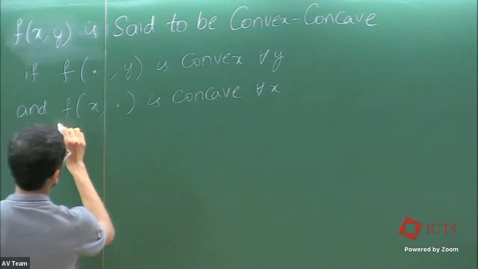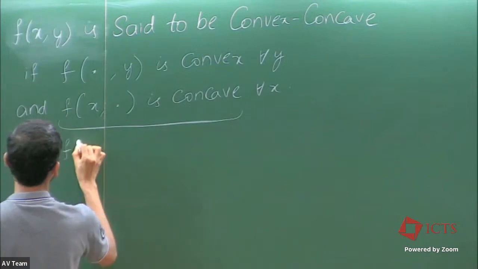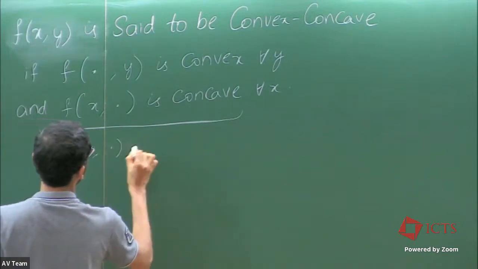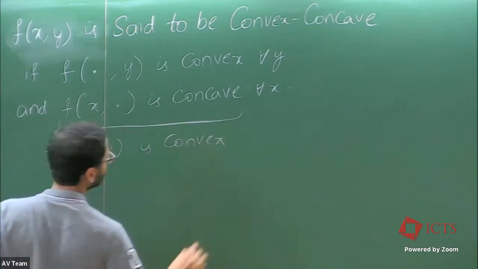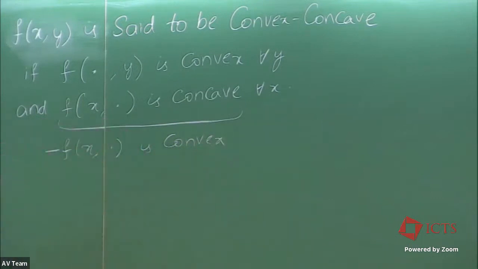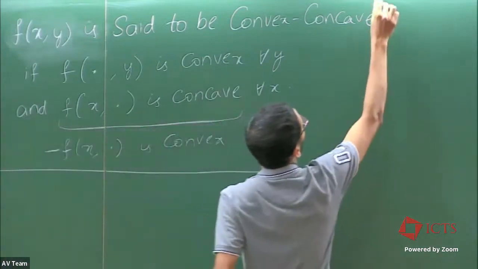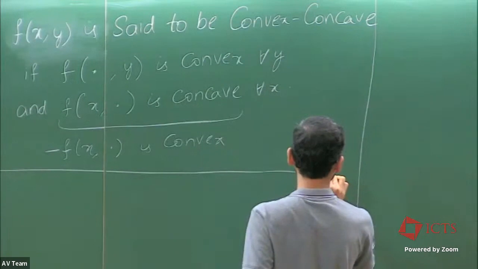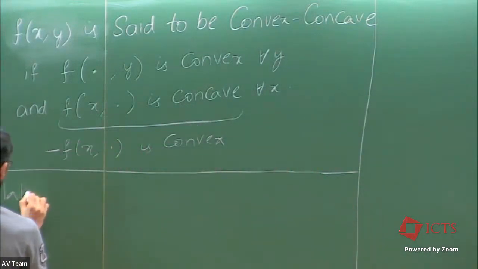Okay, so concave just means that minus f is convex. In general, weak duality always holds. This does not require convex concavity.